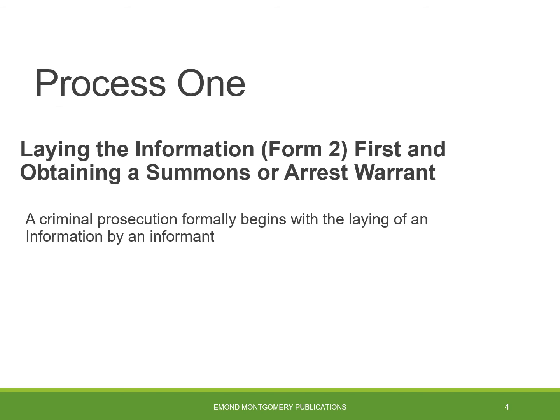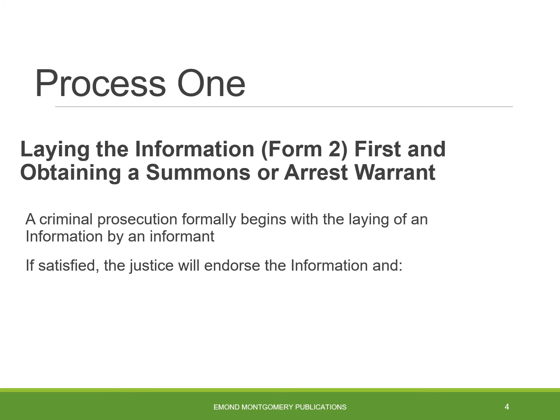So this is an information. The one in your textbook is quite a blank one. This would normally be done by a police officer, stating what the offense is. So the police officer would prepare this, go before a justice of the peace, explain it, and the justice of the peace would enter or approve the information.